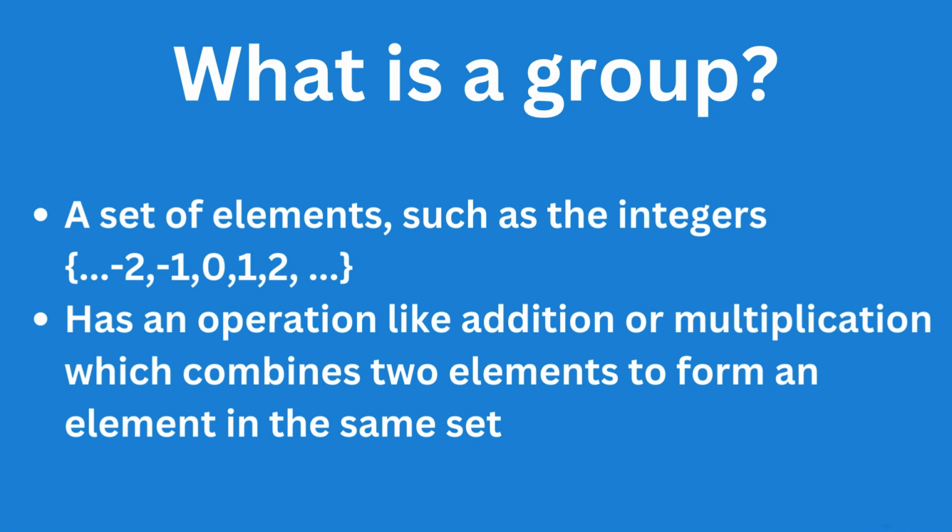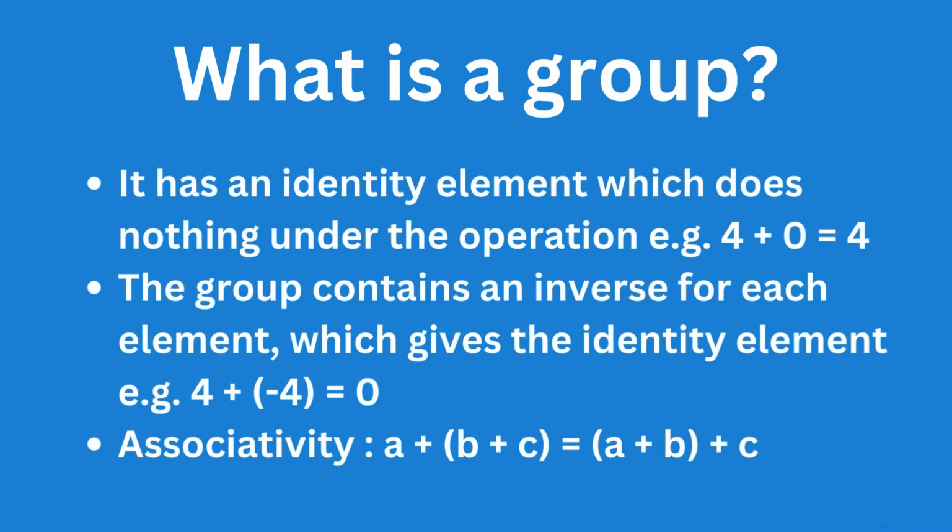A group also has an operation, like an addition or a multiplication, which combines two elements to form an element in the same set. For example, in the integers, 2 and 3 can be combined using addition to form the element 5, which is also an integer. A group also needs to have an identity element.